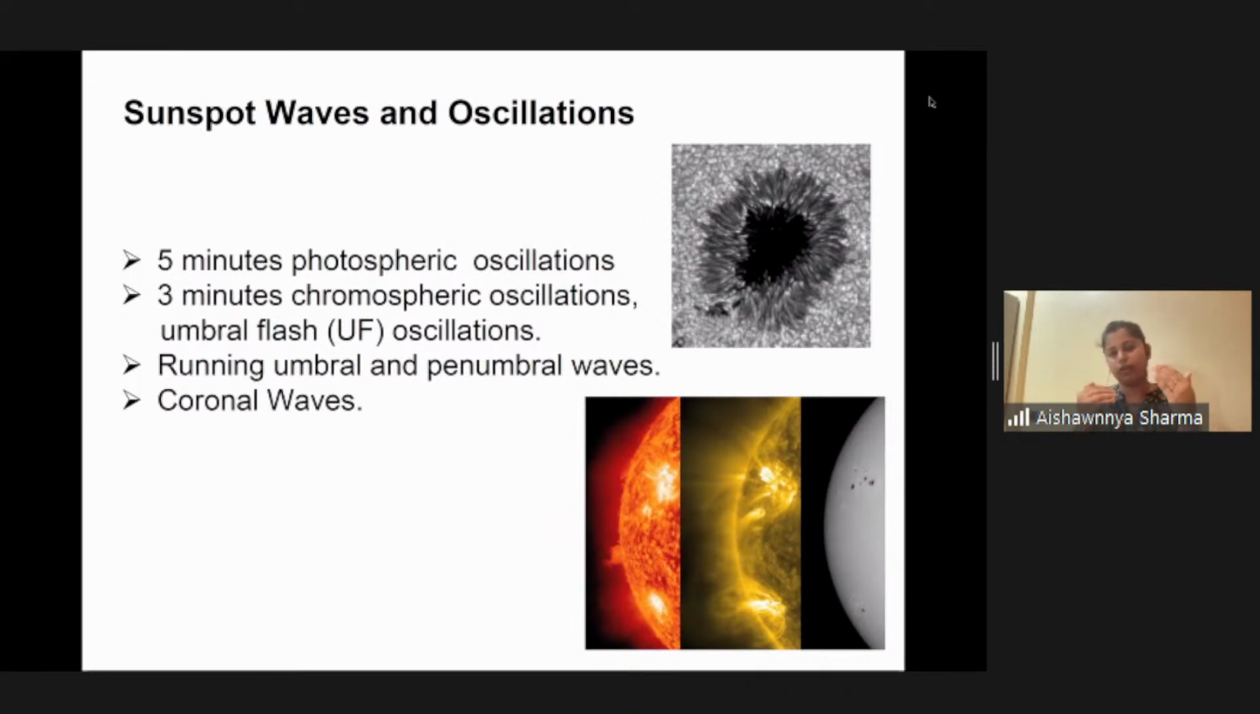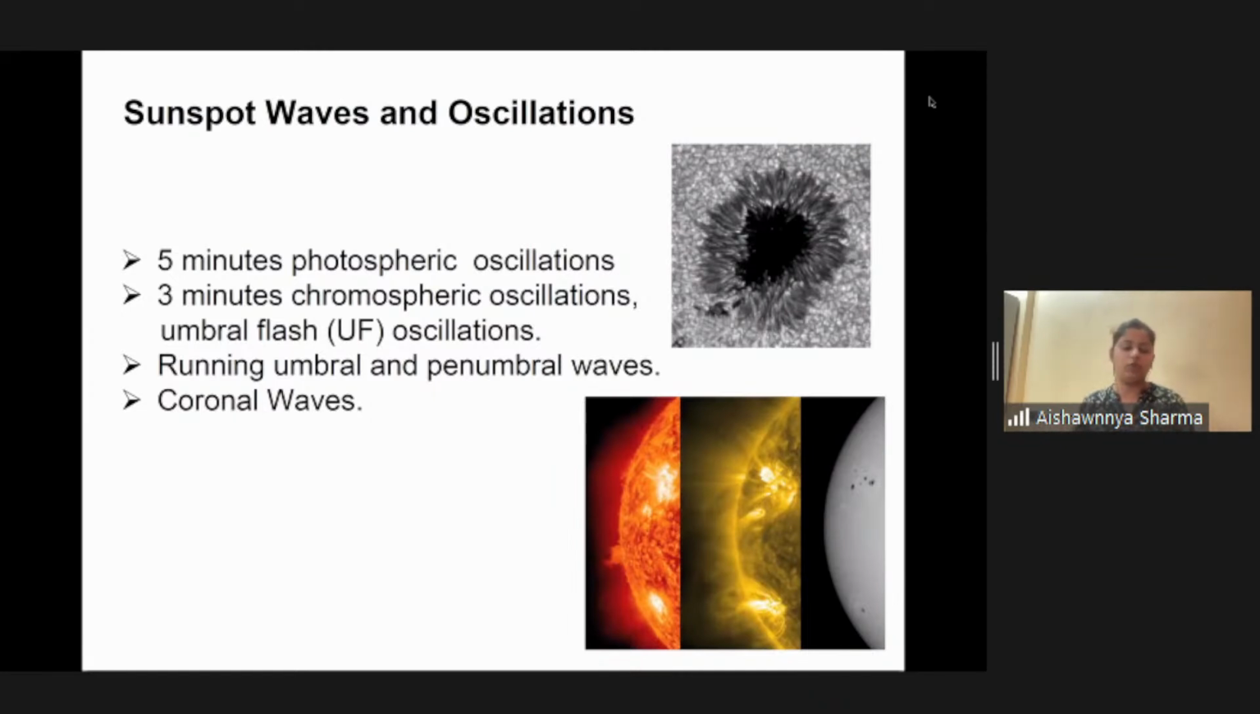And it has been found that all these waves have different properties. No doubt they are slow magnetoacoustic waves, but their periodicity is different, their velocity is different, many things are different. So we don't know whether it is the same wave propagating up, or whether their origin is different.